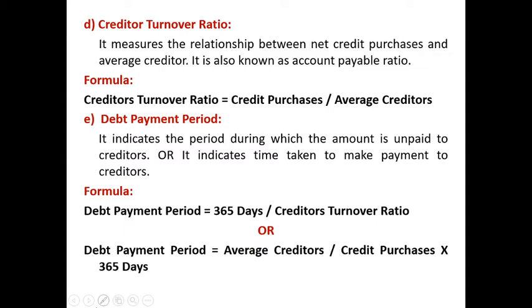Next, debt payment period. Debt payment period indicates the period during which the amount is unpaid to creditors, or the time taken to make payment to creditors. The formula for this is debt payment period is equal to 365 days divided by creditors turnover ratio. Or one more formula: debt payment period is equal to average creditors divided by credit purchases into 365 days.